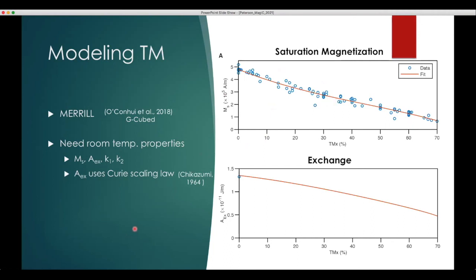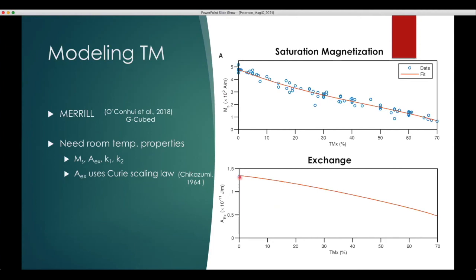When we're looking to try and characterize the exchange constant, however, there is quite a paucity of data. The exchange constant has been characterized for magnetite, but there is essentially no data for titanomagnetite. And so to characterize the exchange, what we had to do is use a Curie temperature scaling law that was proposed by Chikazumi in '64. Essentially, this scales the magnetite exchange constant, which was determined by Hyder and Williams, by the Curie temperature of the titanomagnetites.